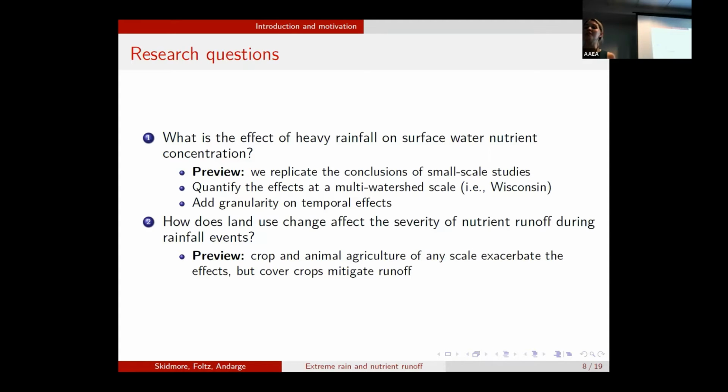But then what we do is we ask how land use change affects the severity of nutrient runoff during rainfall events. And what we find is that crop and animal agriculture of any scale exacerbate the effects of heavy rainfall on runoff, but cover crops do mitigate the runoff.